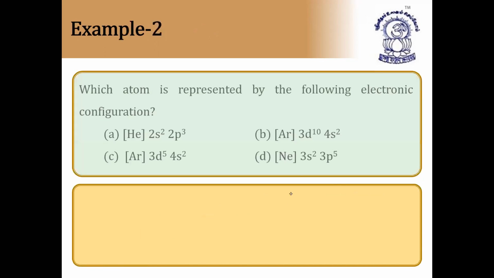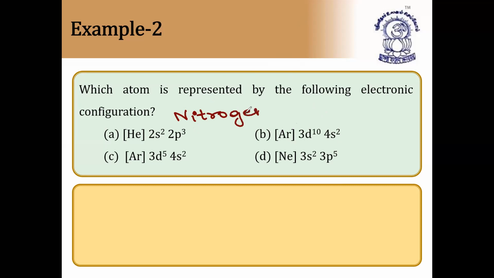Next, now question example. Which atom is represented by the following electron configuration? Straight away, they are giving atomic numbers. So helium is 2, and 2s2 2p3. So after 2, we have total how many? 2 plus 3, 5. So 5 plus 2, total 7. So this should be nitrogen. A is what? Nitrogen. Actually, nitrogen, I want to say. That's why I have written nitrogen. Symbol is N.